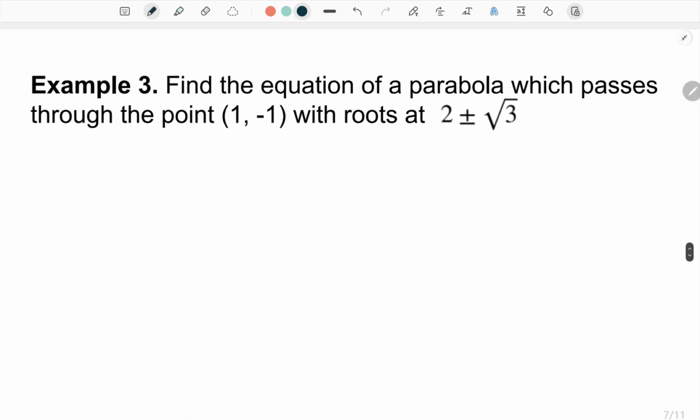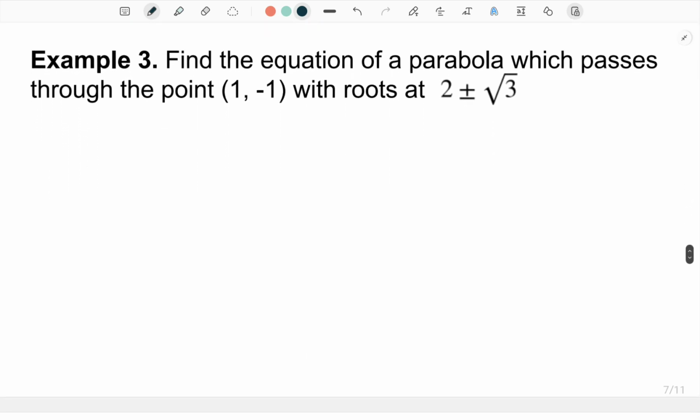All right, continuing along. So we want to find the equation, let's say, of a parabola. We've looked at these kinds of questions, looking at quadratic families, how we get those equations. We've got a point (1, negative 1), and we've got roots of 2 plus or minus root 3. I mean, actually, it's 2 roots. So how do we start things off? Well, if we have roots, we should think instantly of factored form. So let's set up the general equation.